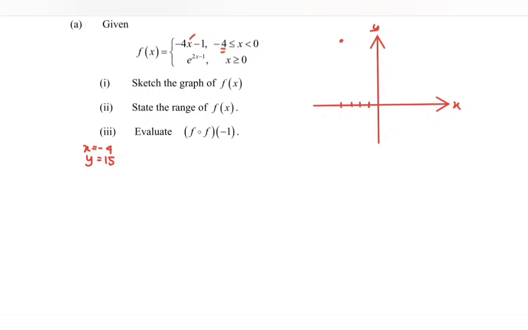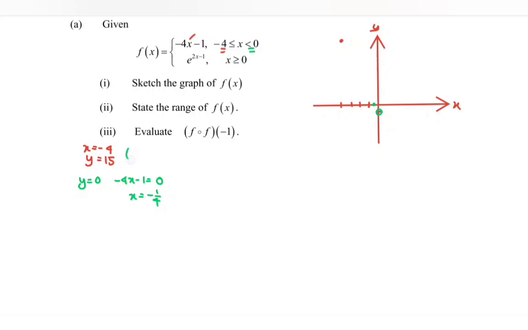Continue. Let's say we substitute 0. If x is equal to 0, then we will have -1. So let's say here -1, then we have the empty circle because it's not included. What if y is equal to 0? So we have -4x - 1 equals 0. So x will be equal to -1 over 4, which means 0.25. So let's say the location over here.